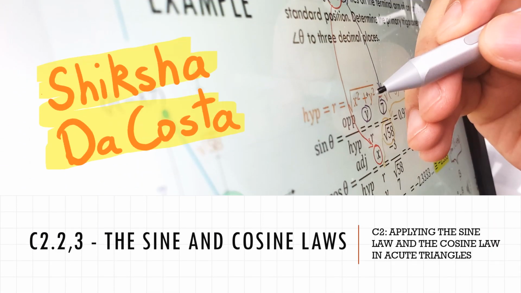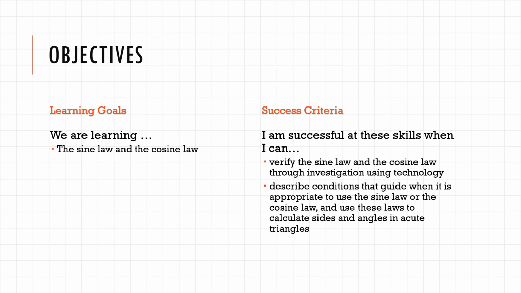Hello, and welcome back. Today we are going to be talking about the sine and cosine laws in MBF 3C. So today we're learning what is the sine law and what is the cosine law. And these are not the sine and cosine ratios. These are more complex formulas, but they are just formulas, right? Just like the ratios, we choose when to use them, we plug in the variables that we know, and we evaluate for the one that we don't know.